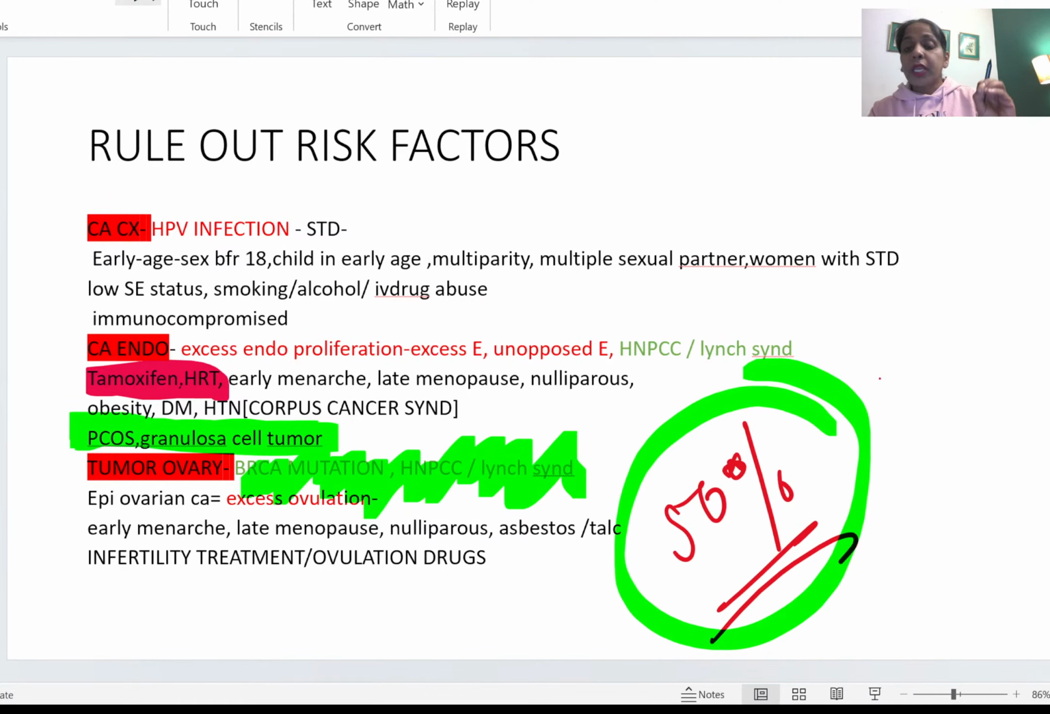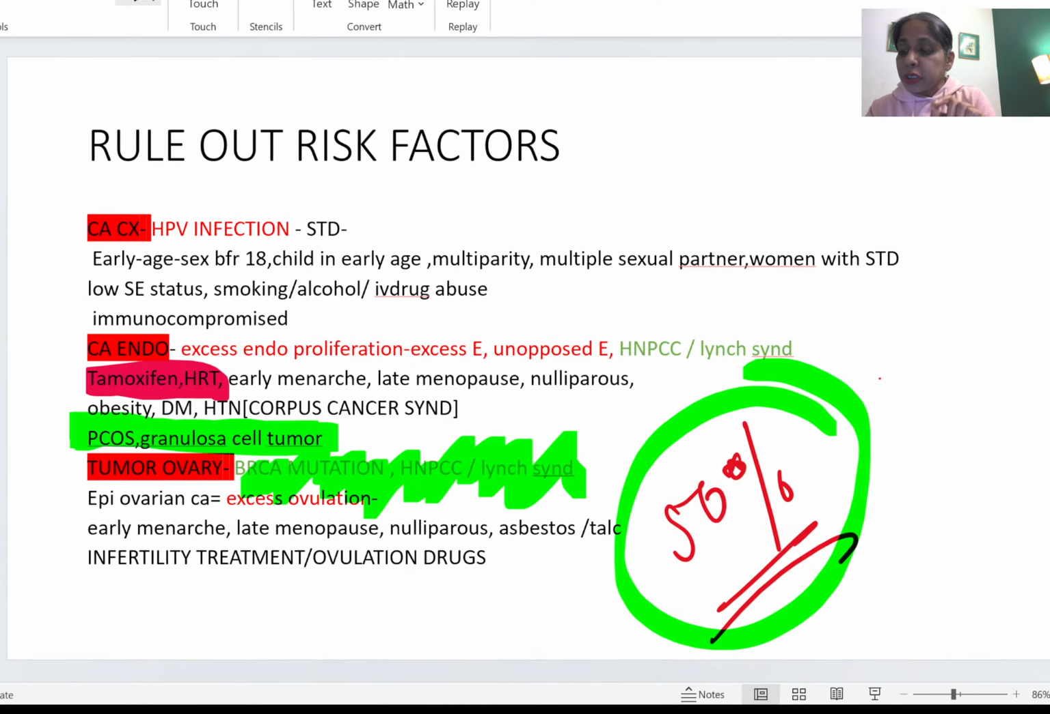Okay, now let's discuss the other factors which cause tumor of the ovary. Here we are talking only about epithelial ovarian cancers. Now what are the factors which cause epithelial ovarian cancer?